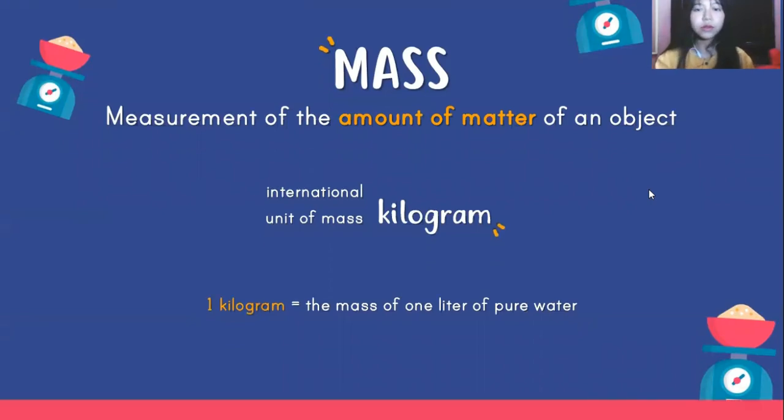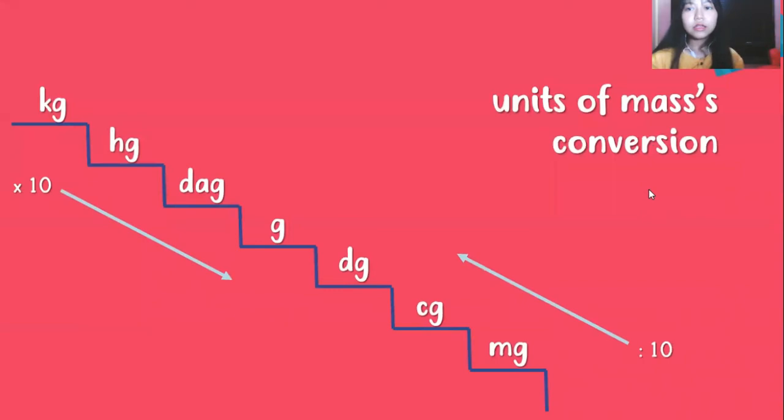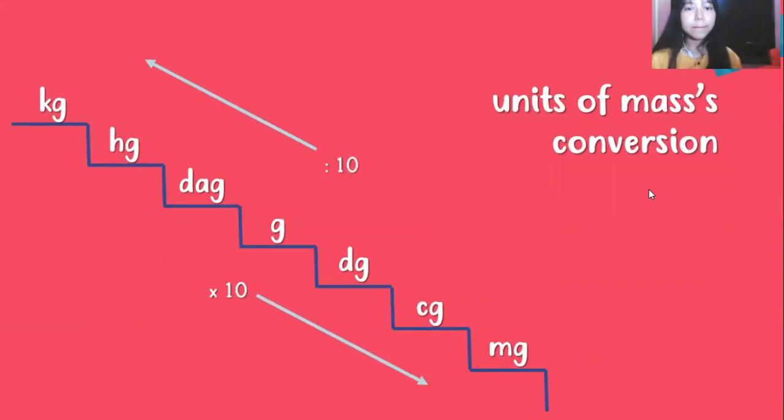But here we can also convert the units of mass by using the same way as we mentioned in the unit of length conversion. We can start from kilogram, hectogram, decagram, gram, decigram, centigram, and milligram. With the same way, so every time you go downward, you need to times it by 10, and every time you go upward, you need to divide it by 10.